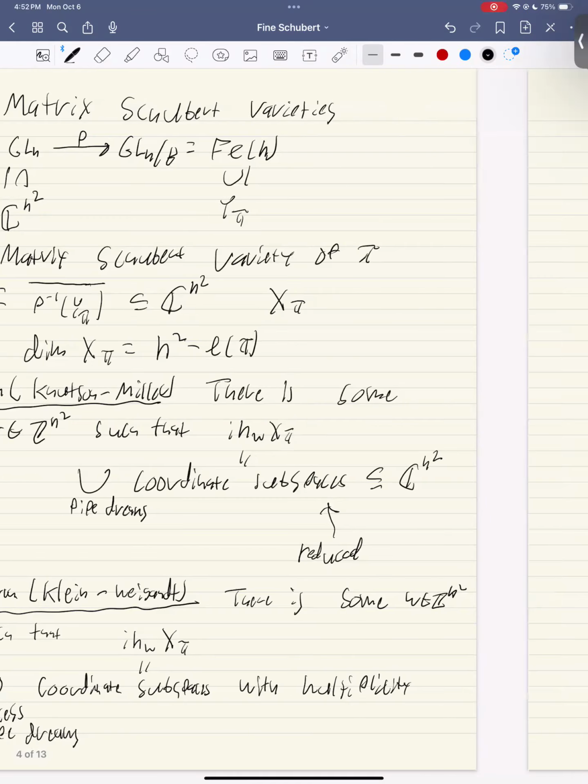Okay, and so this has some sort of topological consequences for the matrix Schubert varieties. So you could compactify C^(n squared) by P^n to the n. C^n is a subset of P^n, and then you just take the product. So you're projectively completing the rows.